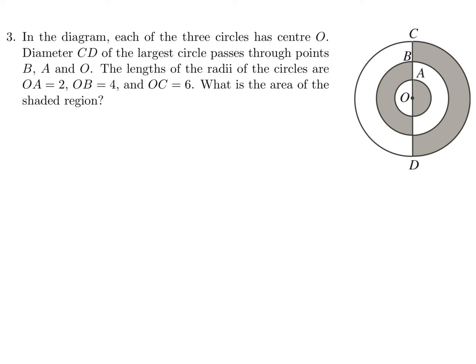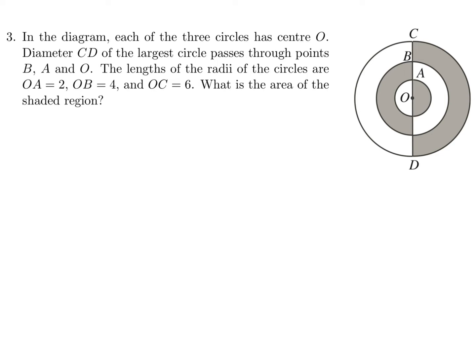In the diagram, each of the three circles has center O. Diameter CD of the large circle passes through points B, A, and O. The lengths of the radii of the circles are OA is 2, OB is 4, and OC is 6. What is the area of the shaded region?